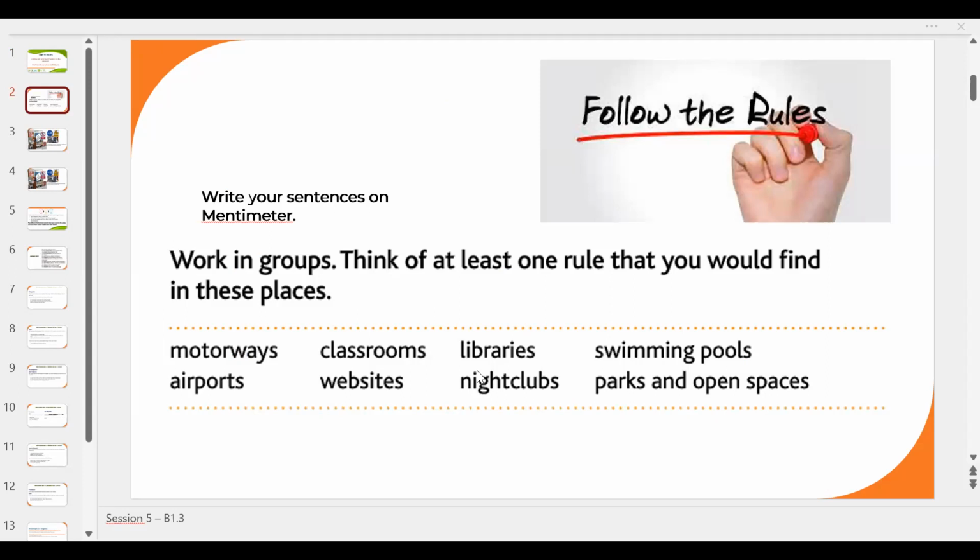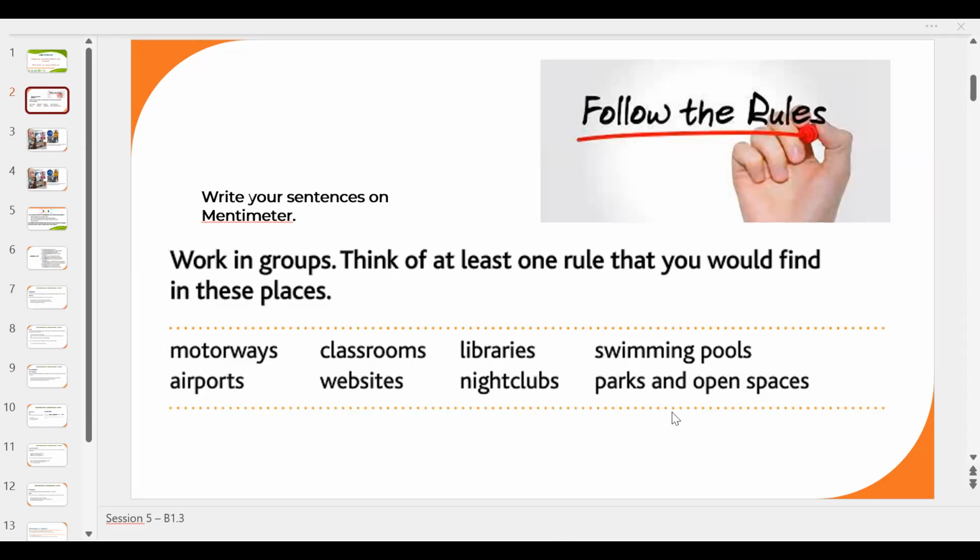It says think of at least one rule that you would find in these places, but you're not going to write, in this case, 8 rules. Choose one of them. Think about one rule that you may find on motorways, airports, classrooms, websites, libraries, nightclubs, swimming pools, parks, and open spaces.